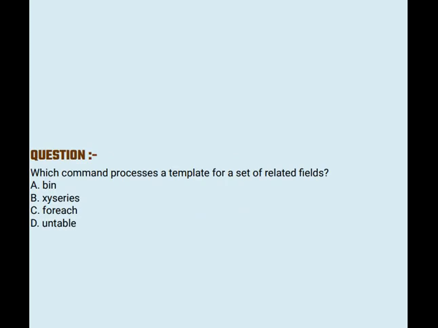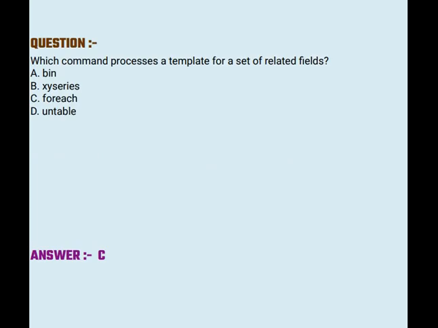Next question is, which command processes a template for a set of related fields? Option A, bin. Option B, xyseries. Option C, foreach. And option D, untable. The correct answer is option C.